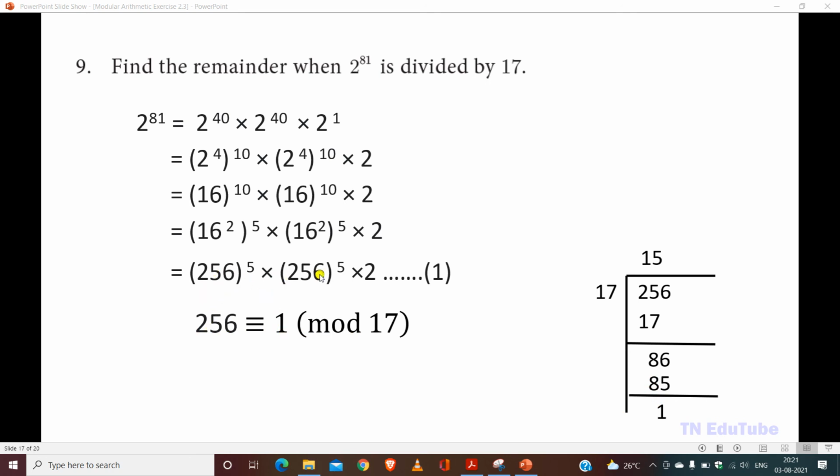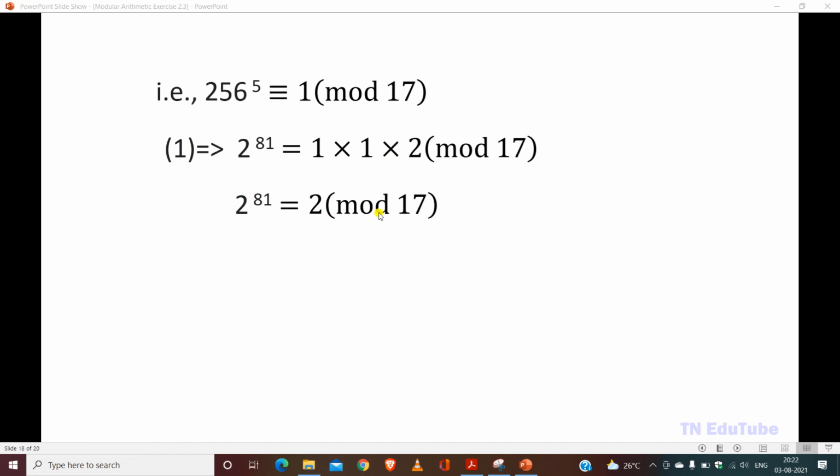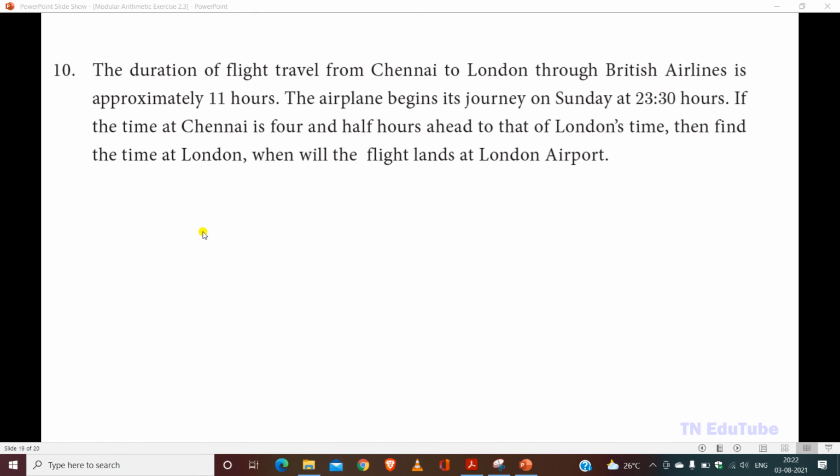So you can substitute the values here, isn't it? 256 power 5 means 1 power 5 mod 17. 1 power 5 means 1 only, 1 into 1 into 1. N times if you are multiplying, it is 1 only. So we get 2 power 81 is equal to the remainders 1 into 1 into 2, mod 17. So when you are multiplying, you get 2 mod 17. So the remainder is 2. That is the answer for this given question.